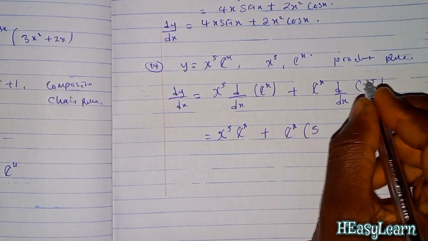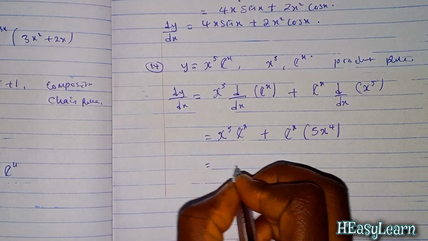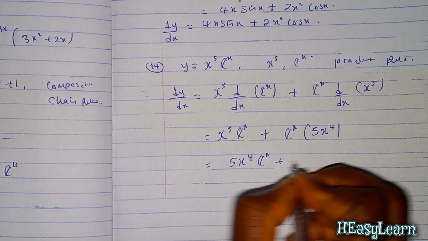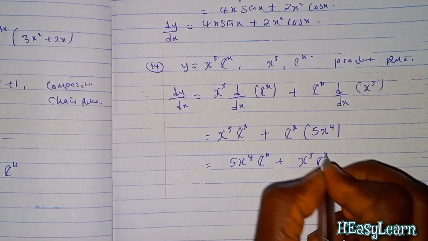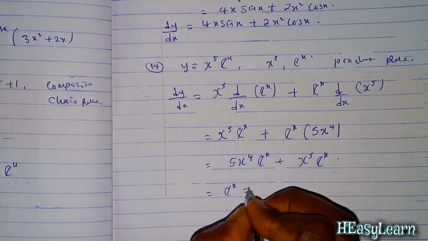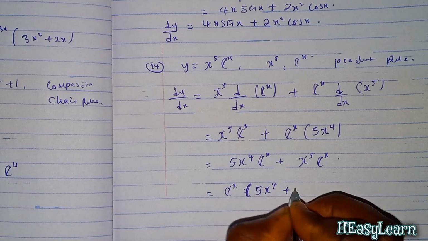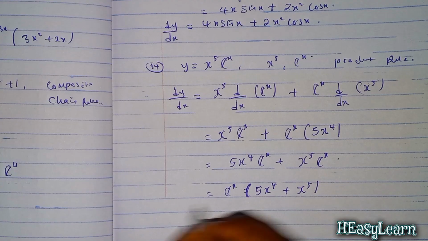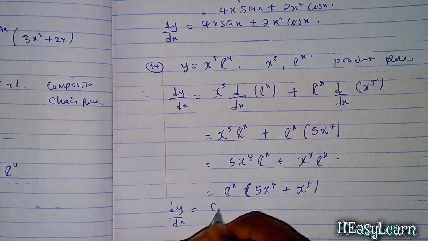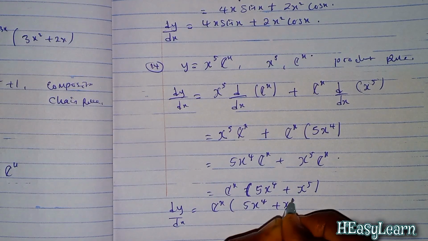The derivative of this polynomial is 5x to the power of 4. Rearrange: this is 5x to the power of 4 e to the x plus x to the power of 5 e to the x. e to the x is common. This is the same thing as e to the x times 5x to the power of 4 plus x to the power of 5. So the derivative of this function is e to the x (5x to the power of 4 plus x to the power of 5).